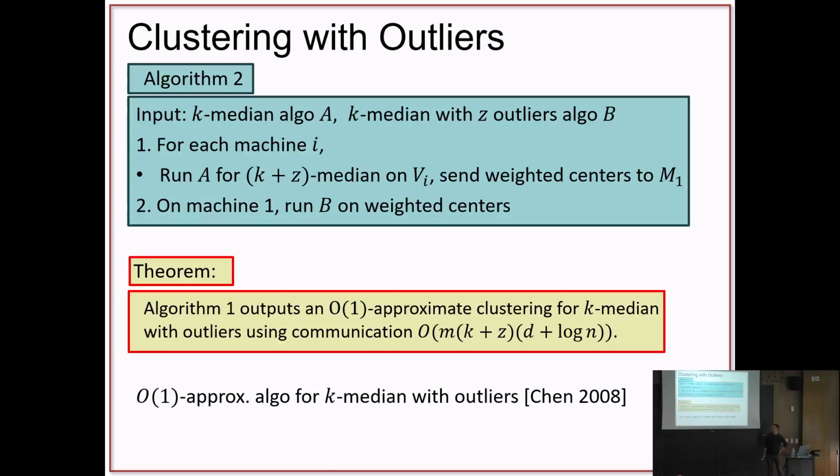Okay, so we can use this result for k-median with outliers. In the original paper, they don't explicitly compute the constant, but I hear it's around 100 or so. But yeah, so our main theorem is that we get the first constant approximation algorithm for distributed k-median with outliers.